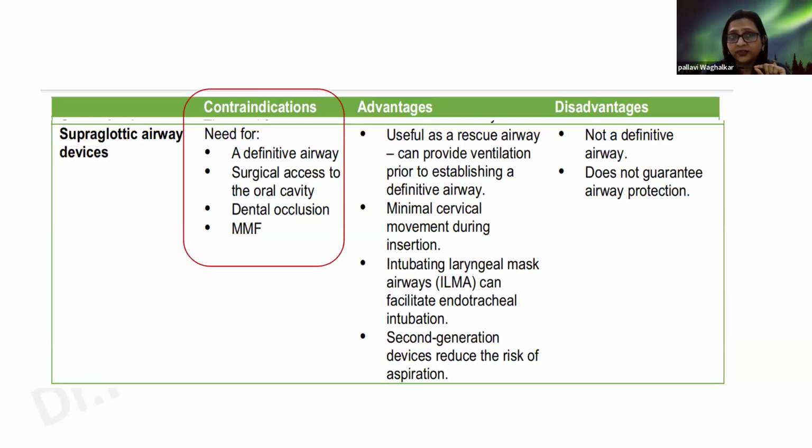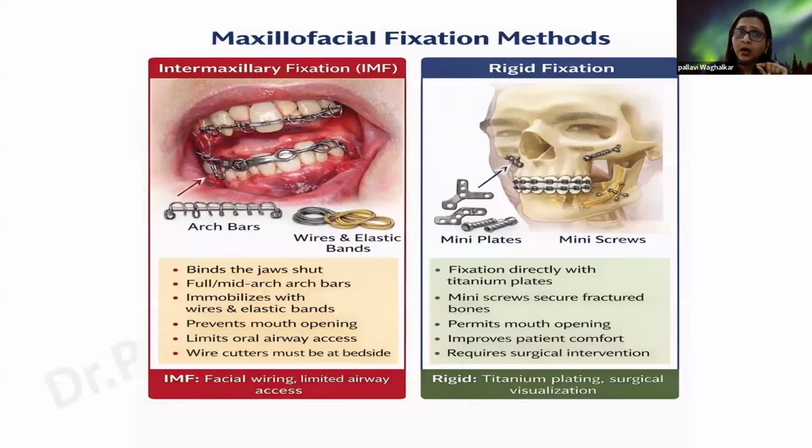SGA devices are not a definitive airway. If surgical access to the oral cavity is required, they have to put in dental occlusion and maxillomandibular fixation, or use a surgical airway; supraglottic airway devices will not be definitive airway management. In these cases, as we know, they use arch bars or wires or elastic bands to get good dental occlusion, and the surgeons place rigid plates to correct these fractures.